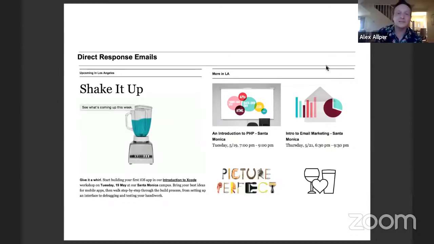Segment, segment, segment, segment, you guys. Segmentation is the key to digital marketing. You're not advertising to everyone. You're advertising to those very specific customers that you have. You're emailing them very specifically.